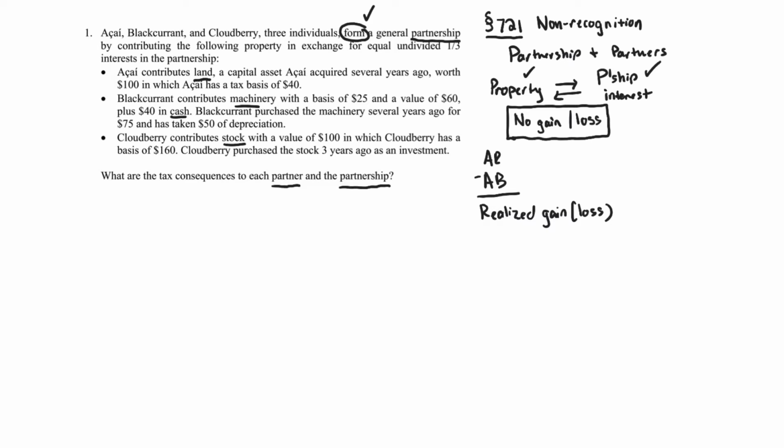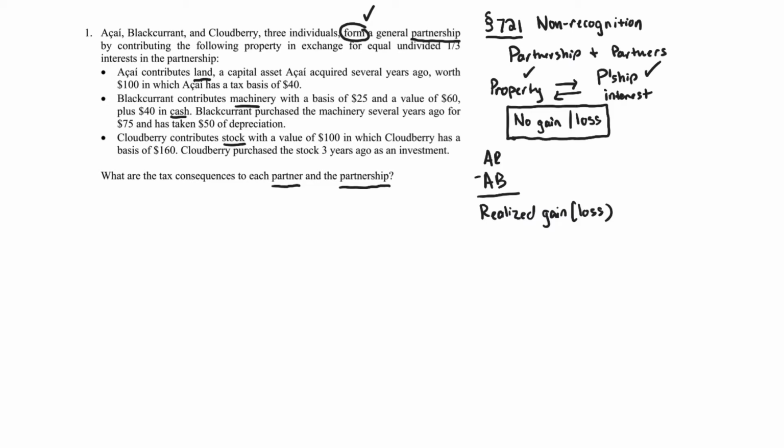There's no services being contributed by the partners, and that's the distinction in the tax law, property versus services. There's also no liabilities to worry about. Now, we'll see a problem later on where we look at the effect of liabilities, but there's no liabilities. So there's no gain or loss to all the parties.